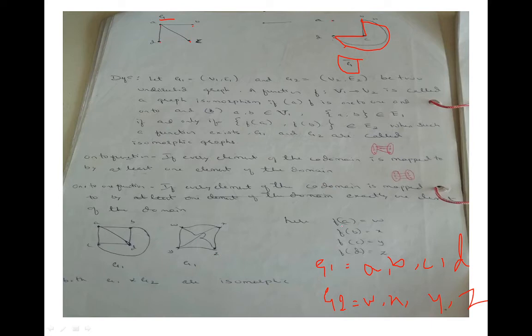So hence what I can say is f of A is equal to W, f of B equal to X, f of C equal to Y, f of D equal to Z. So I can say this is a 1 to 1 function, because each of the vertices is representing another vertex in the graph G2. Then each of the edges is representing one of the edges of this particular G2. So the first condition is satisfied and the second condition is also satisfied. Understood? Hence G1 and G2 are isomorphic.